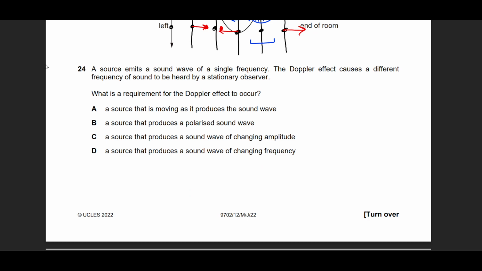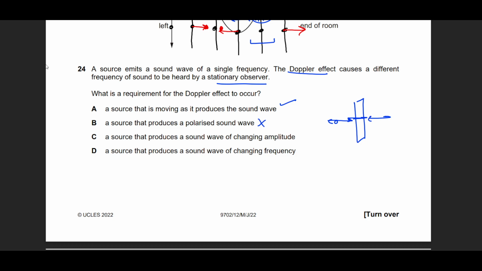Okay, question number 24. A source emits a sound wave of a single frequency. The Doppler effect causes, okay, Doppler effect, I have to think about this. What frequency of sound will be heard by the stationary observer? Okay, what is the requirement of the Doppler effect to occur? A source that is moving as it produces the sound wave. Okay, this is a good answer. A source that produces sound waves does not get polarized, because even if you pass them through a filter, the particles are moving forward and backward, forward and backward, forward and backward.